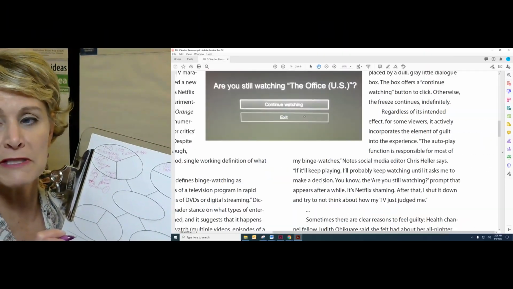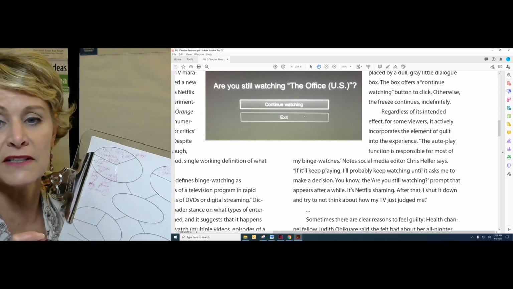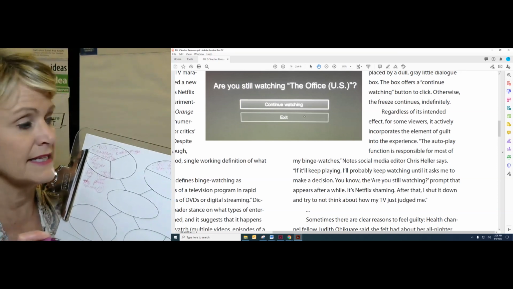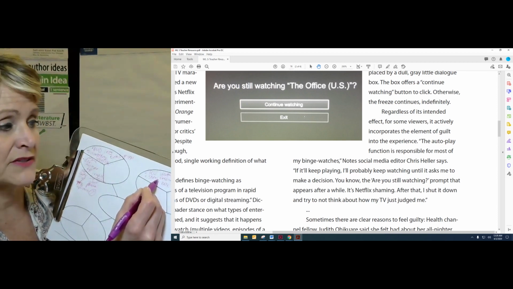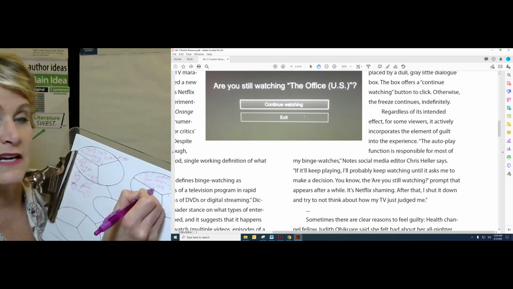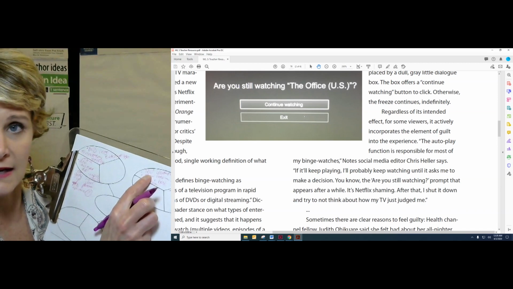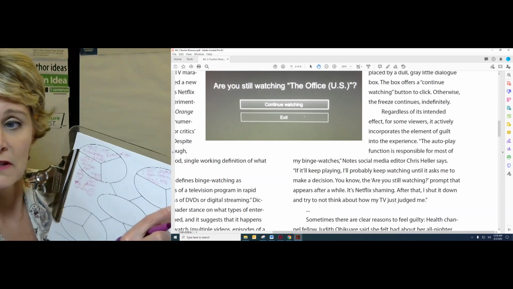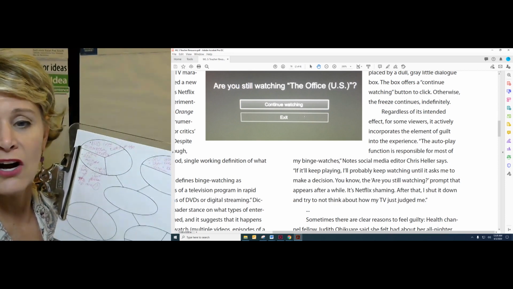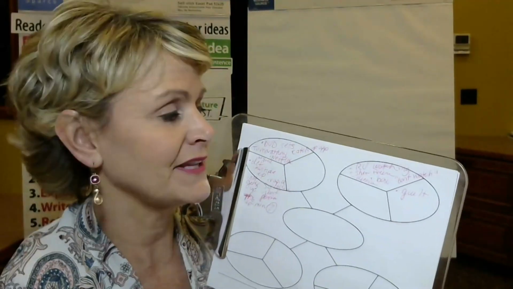The autoplay function is responsible for most of my binge watches, notes social media editor Chris Heller. If it'll keep playing, I'll probably keep watching until it asks me to make a decision. Okay, so "Are you watching" box, right? Continue watching. I could probably put "making a decision" in there because that's related. It definitely doesn't go with guilt, but it's more about the box. So see how we're putting these together? All right, let's keep going. The "Are you watching" prompt that appears after a while, it's Netflix shaming. You've heard that word before.